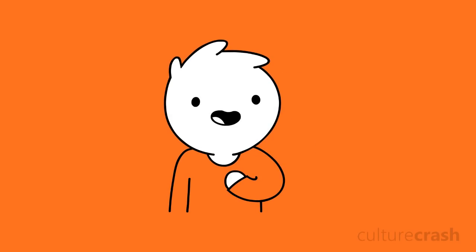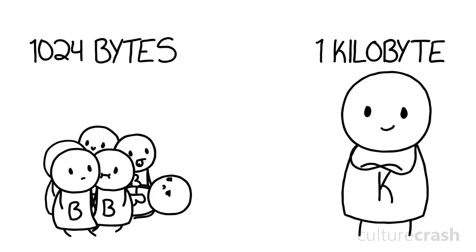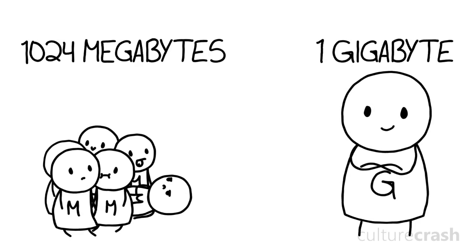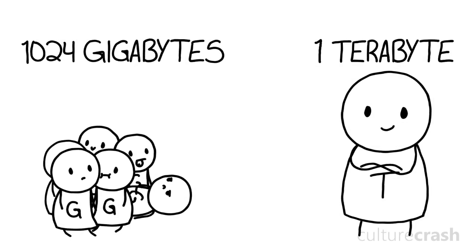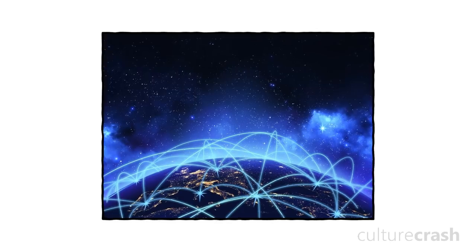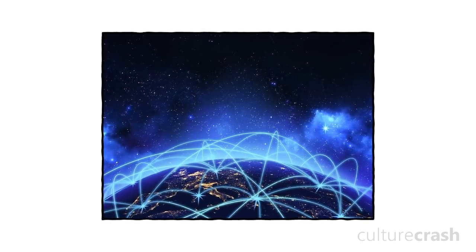The information we communicate now often uses so many bytes that we need new prefixes. A kilobyte is 1024 bytes. A megabyte is 1024 kilobytes. A gigabyte is 1024 megabytes. And a terabyte is 1024 gigabytes. If we keep going up, we eventually hit a yottabyte, which is 1 trillion terabytes. That's roughly the size of the entire World Wide Web.